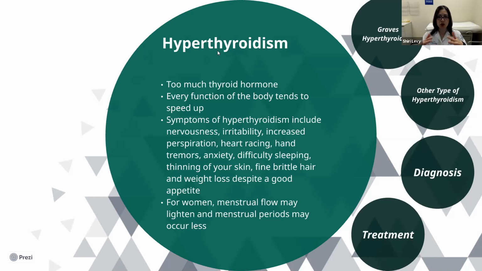On exam, we notice that the patients can have a mild tremor. They may have difficulty sleeping. They're noticing thinning of the skin, fine brittle hair, and unintentional weight loss, despite the interesting fact that they're very hungry and have a good appetite. For women of reproductive age, menstrual flow may lighten and menstrual periods may occur less frequently.